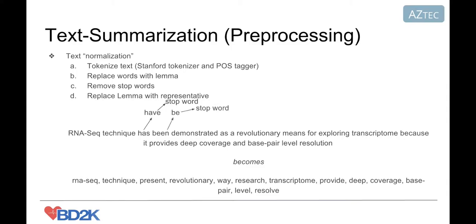Similarly, the word been has been replaced by its lemma, which is be, and it is also removed because it is a stop word. And in this case, the word demonstrated is replaced by its lemma, demonstrate, and then it's replaced with a representative lemma, in this case, present. So we do this to every word in the sentence, and the result is just the list of words: RNA-seq, technique, present, revolutionary, way, research, transcriptome, provide deep coverage, base pair level resolve. So it's not necessarily a sentence, but it extracts the most important words in the sentence.